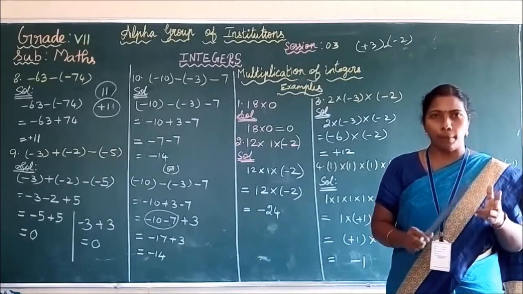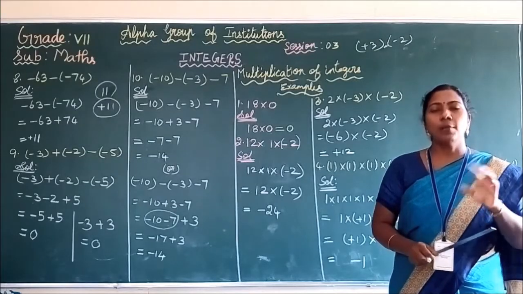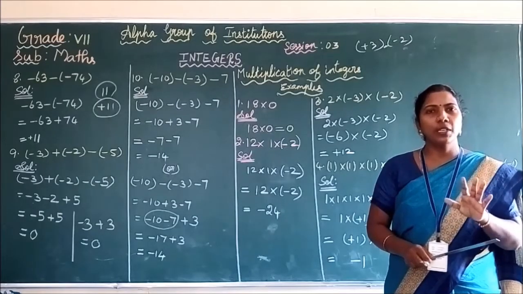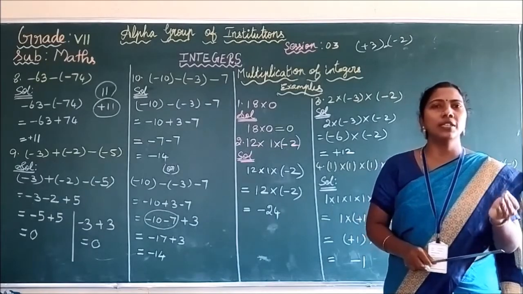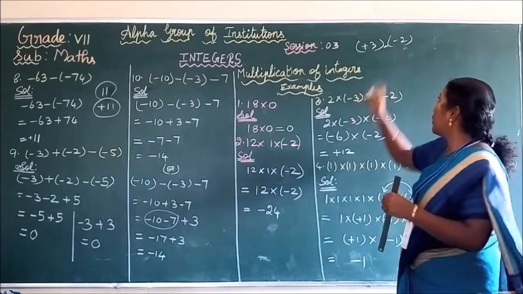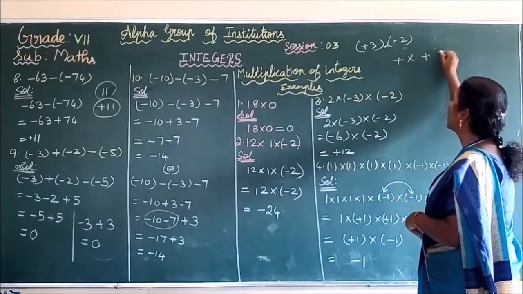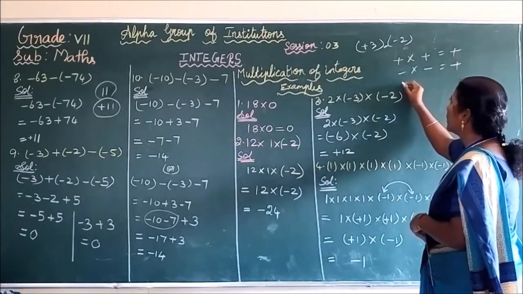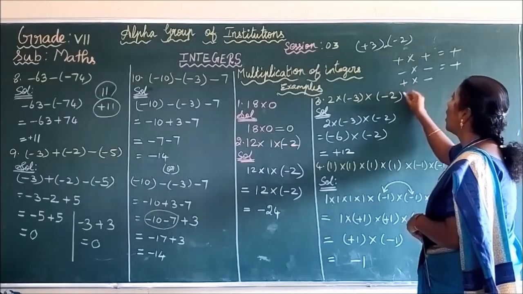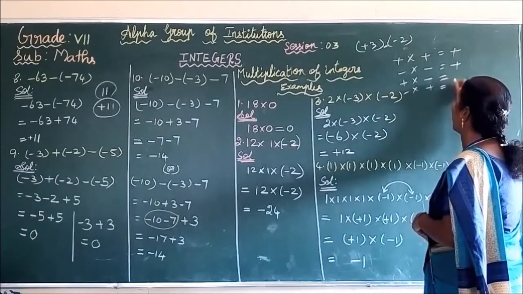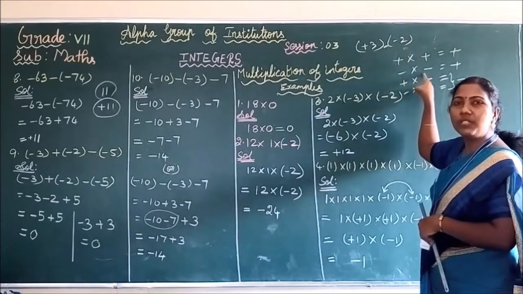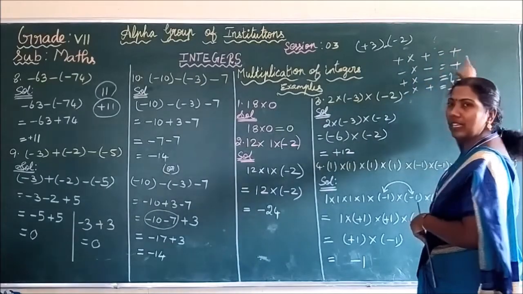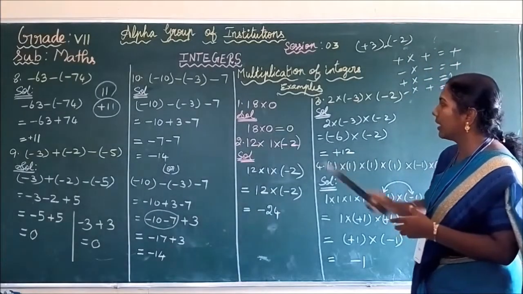Plus into plus, plus. Minus into minus, plus. Plus into minus, minus. Minus into plus, minus. That is, if the symbols are different, the answer is negative. If the symbols are the same, the answer is positive. It's clear, children? Plus into plus, plus. Minus into minus, plus. Suppose plus into minus or minus into plus, you get the answer minus only. If the symbols are different, the answer is minus. If the symbols are the same, the answer has the plus symbol. It's clear, children? Let us see the example.